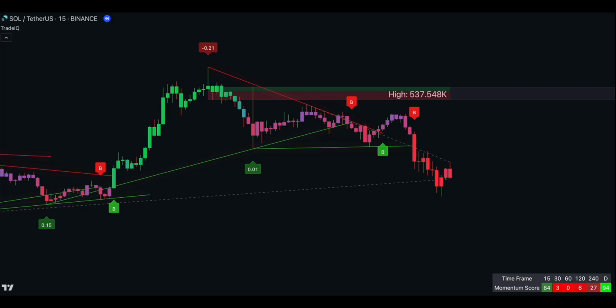If you think these are all the features of this indicator, I have a surprise for you. The next component is something you've never seen before.